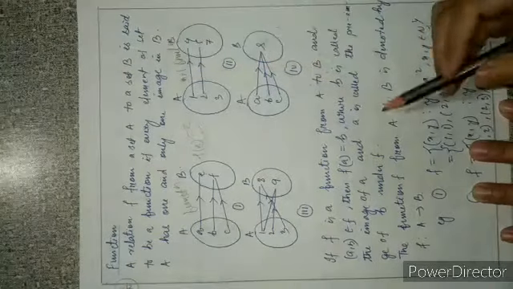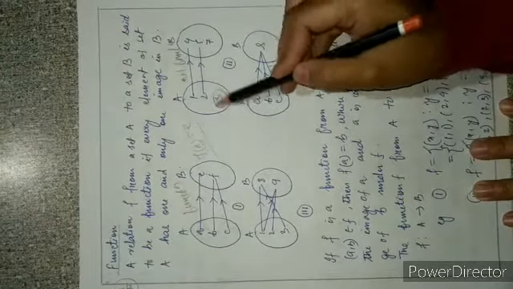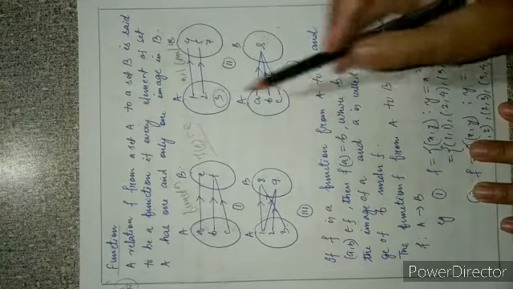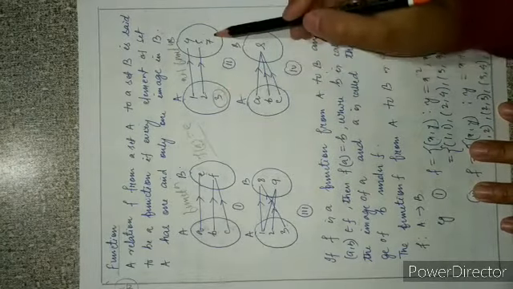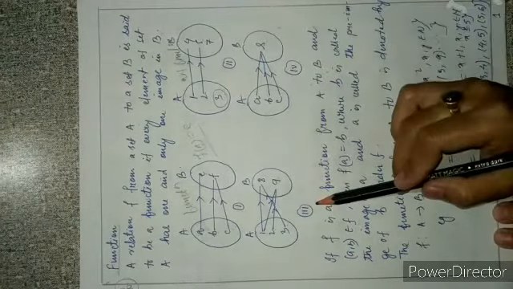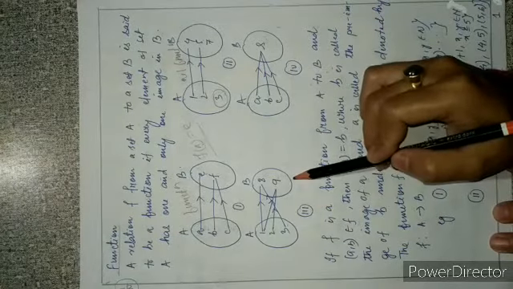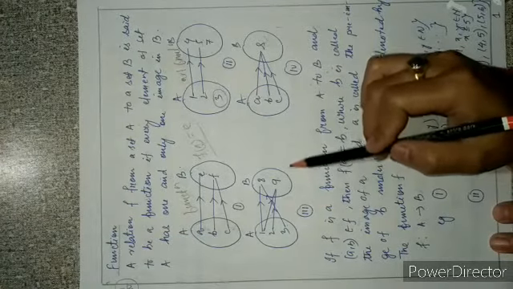It is not a function because 3 has no image, there is no image of this element in set B. Then number 3, check the relation given in Roman number 3 is a function or not.